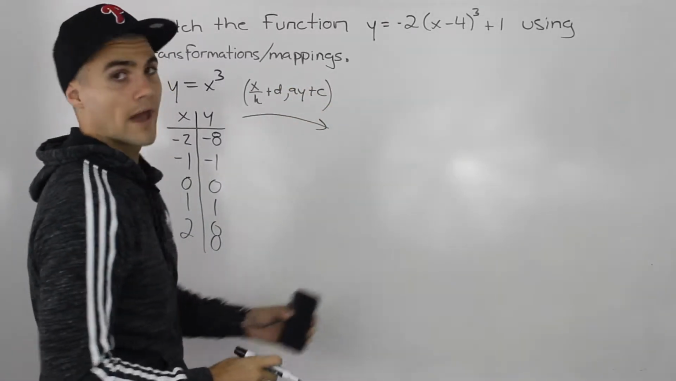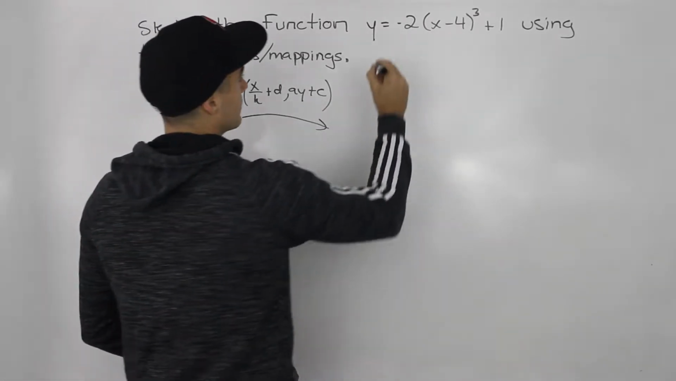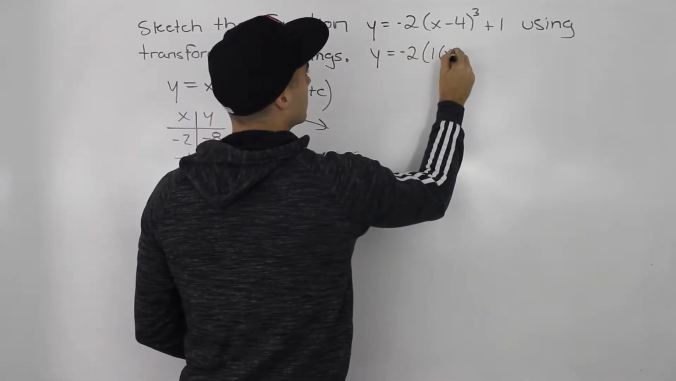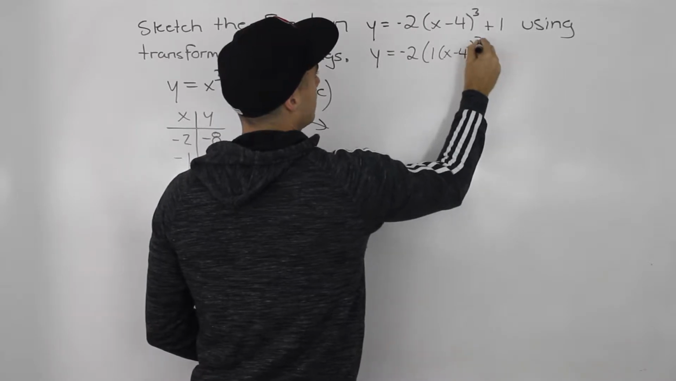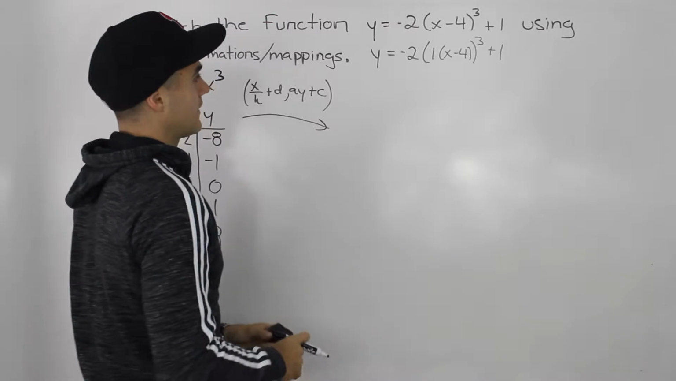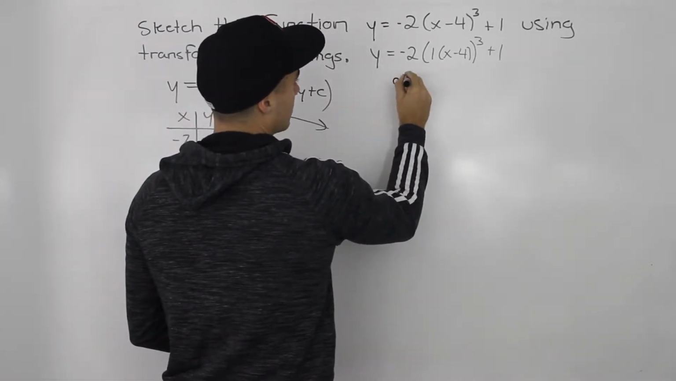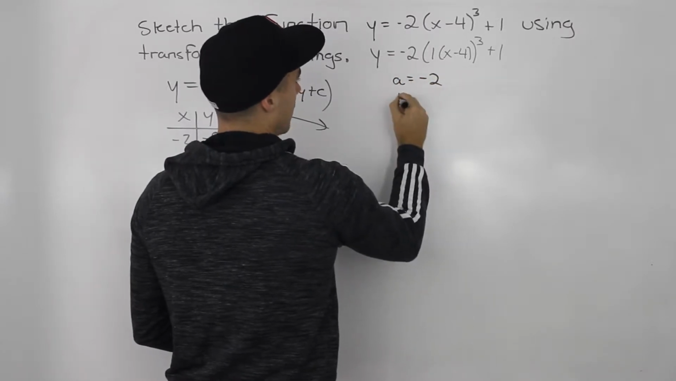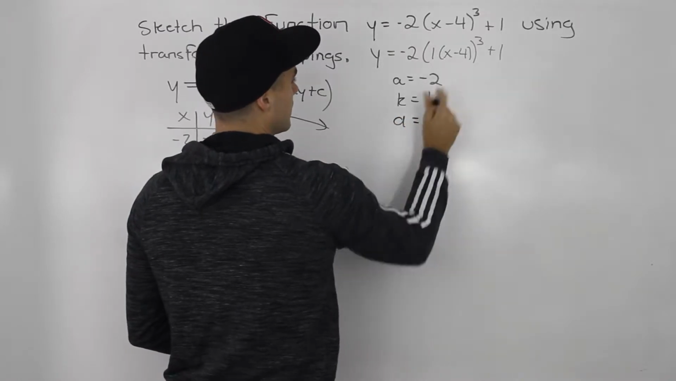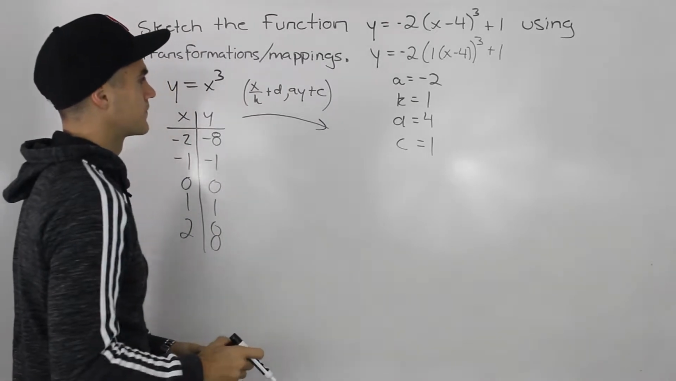So we have to figure out what our transformation values are going to be here. What we can do is rewrite this function like that. Notice there's a 1 in front that I put, and that's going to represent our k value. So our a value is -2, our k value is 1, our d value is 4, and our c value is 1.